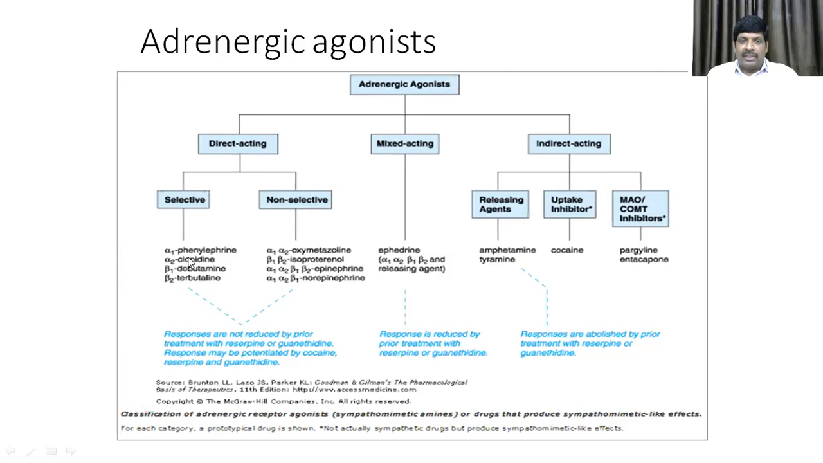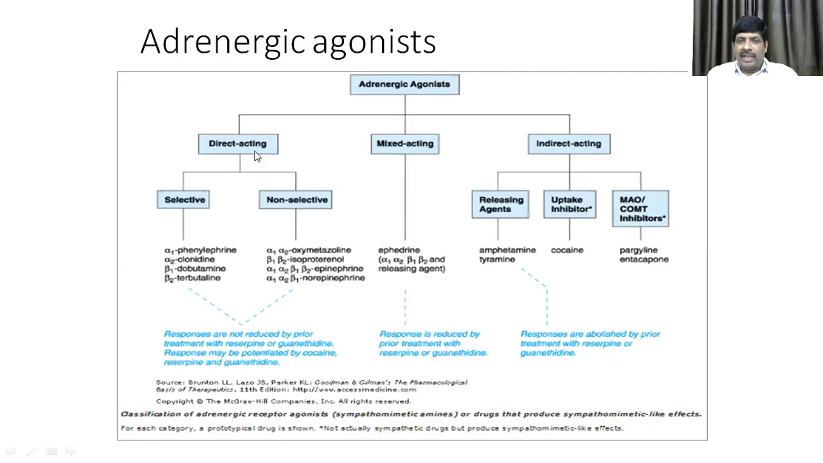For alpha 1 selective we have phenylephrine, alpha 2 clonidine, beta 1 dobutamine, beta 2 terbutaline. Non-selective we have alpha 1, alpha 2 oxymetazoline, beta 1, beta 2 isoproterenol, alpha 1, alpha 2, beta 1, beta 2 epinephrine, and alpha 1, alpha 2, beta 1 norepinephrine. That means this drug acts predominantly on these receptors. Now mixed acting, ephedrine is there.